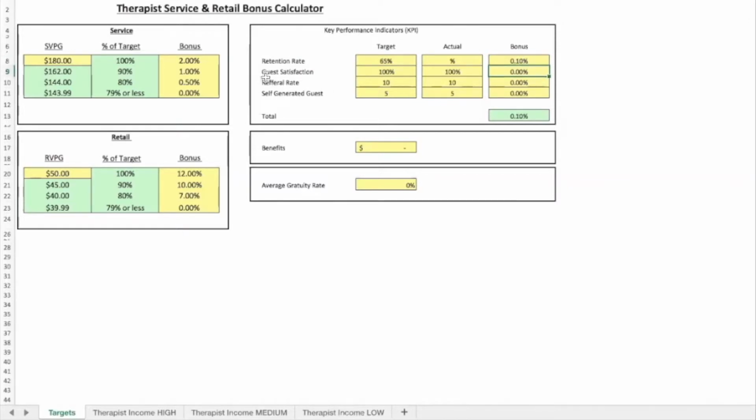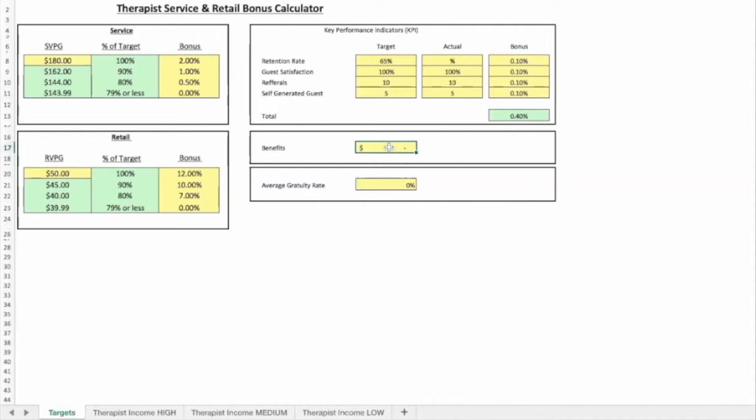0.10%. If they're going to get testimonials or guest satisfaction, they're going to get another 1/10 of a point. And then if they get X amount of referrals, if they get 10 referrals a month, they're going to get another 1/10 of a point. And then if they get self-generated people, let's say 5, you're going to give them another 1/10 or whatever amount you want to do. It's up to you. Okay, so all that comes up to about a little bit less than 0.5%.